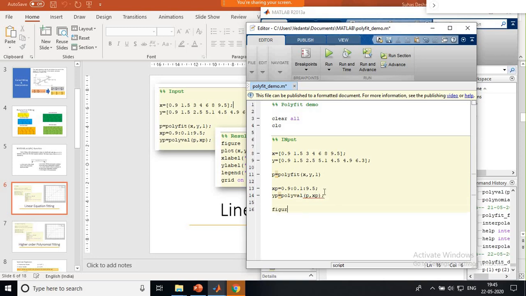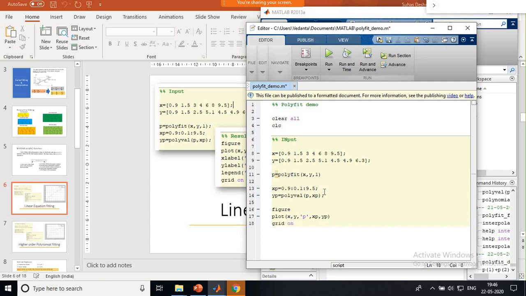Then you can write figure, then plot x versus y. In most experimental cases we use this data to be plotted in a discrete fashion, not in line fashion. That's what I'm going to give as a symbol, a star. Then again xp versus yp, which will fit this as a line. Then you can write xlabel and all those things.